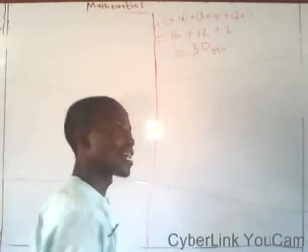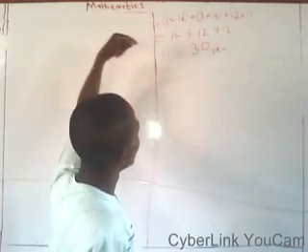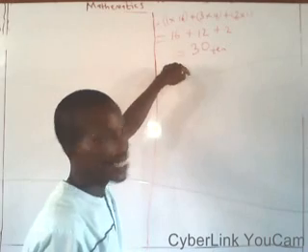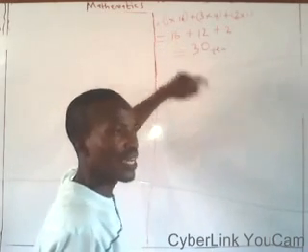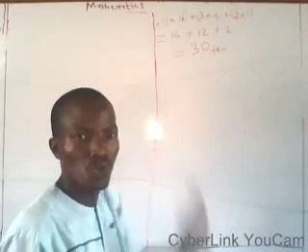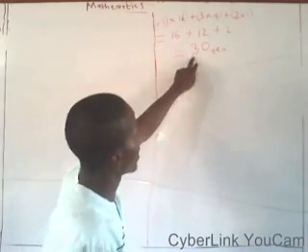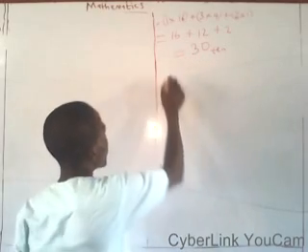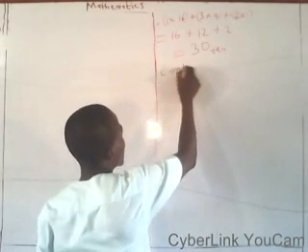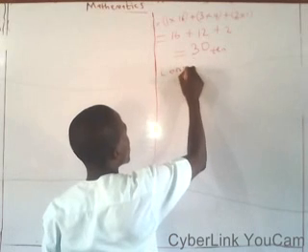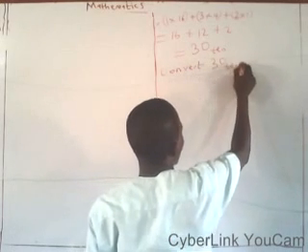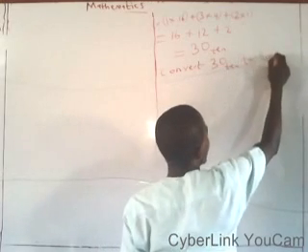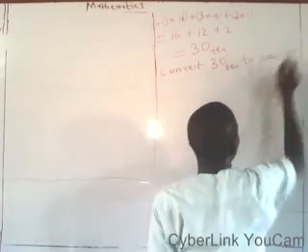But the question says that we should convert this to what? To binary. In that case, we are going to convert 30 to base 2. Binary simply means number in base 2. We are not going to leave it like this in base 10. We need to convert it to what? Convert 30 in base 10 to base 2.